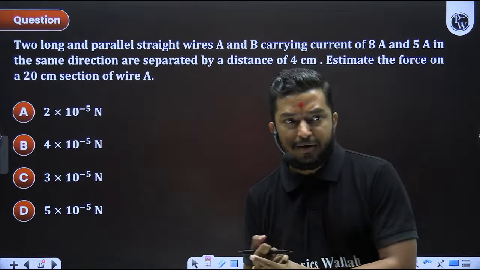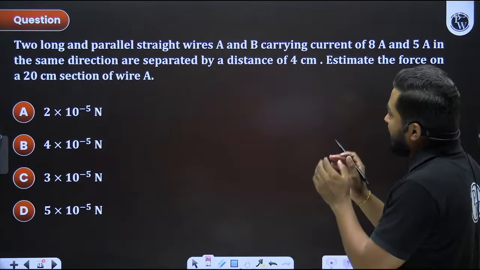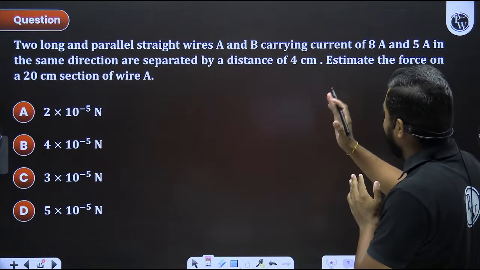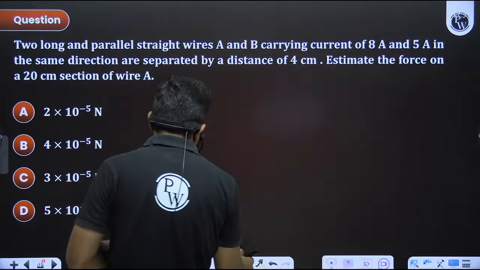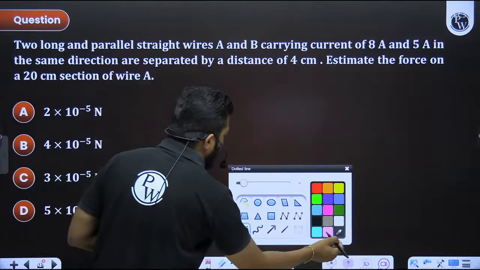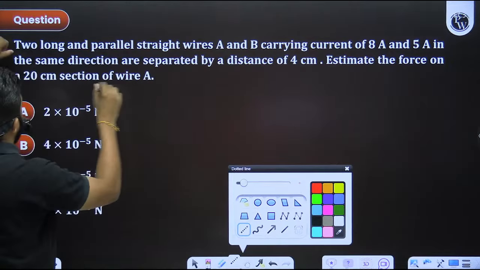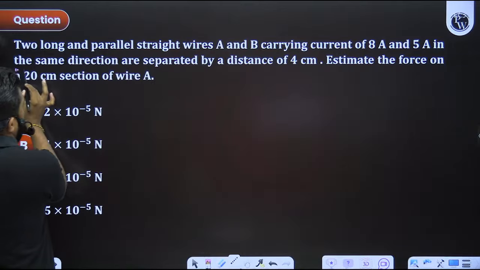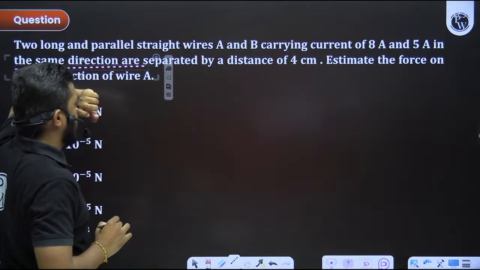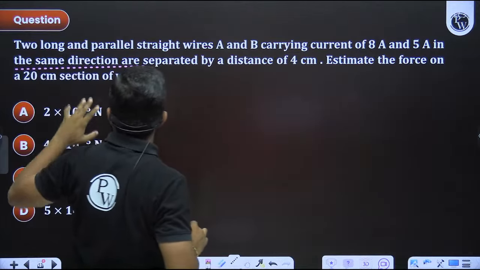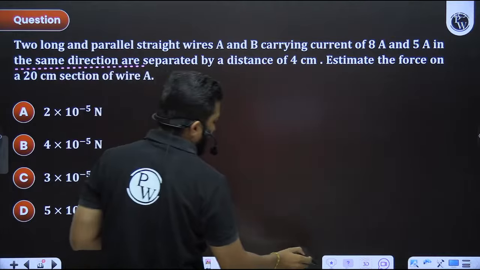Next, two long and parallel straight wires A and B carry currents of 8 ampere and 5 ampere in the same direction. Here one key point is available: the currents are in the same direction. And they are separated by a distance of 4 centimeter. Estimate the force on a 20 centimeter section of wire A.